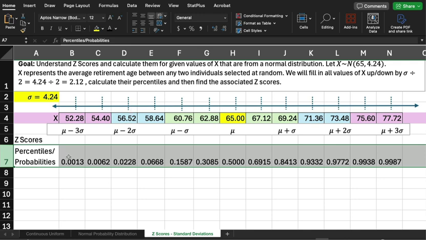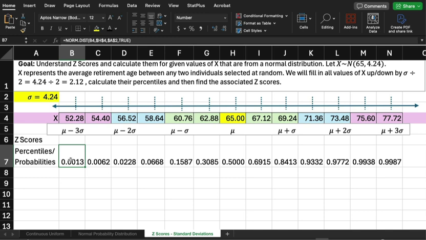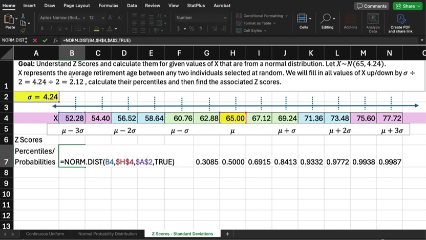All right. So step one to getting the z-score associated with a particular value of x is to calculate the percentile. So starting with cell B7, because I'm going to start all the way here, and then I'm just going to fill to the right. We're just going to click on that anchor and fill to the right, so we don't have to type in this formula again and again. Just type it in once.